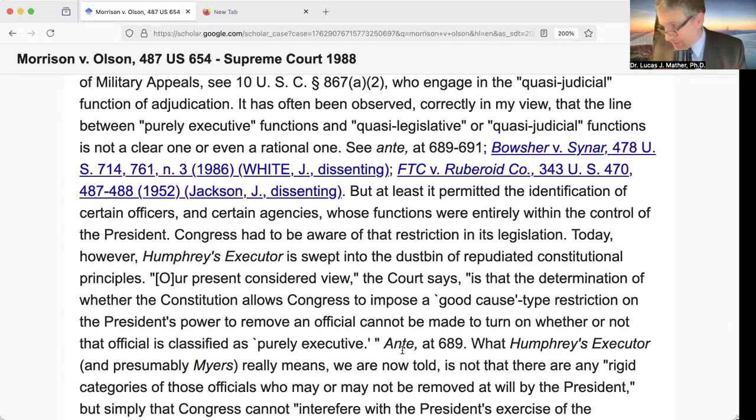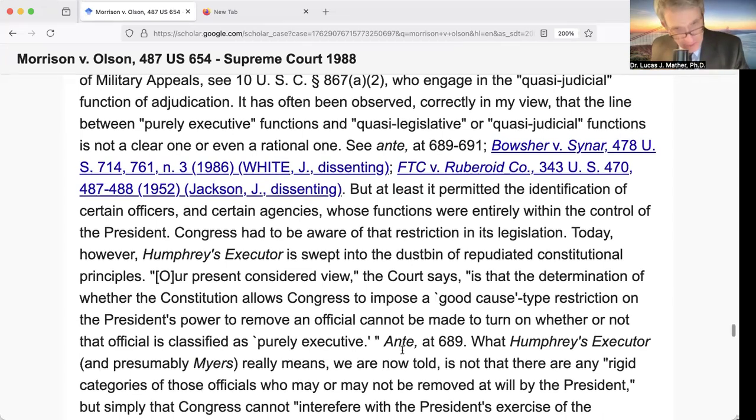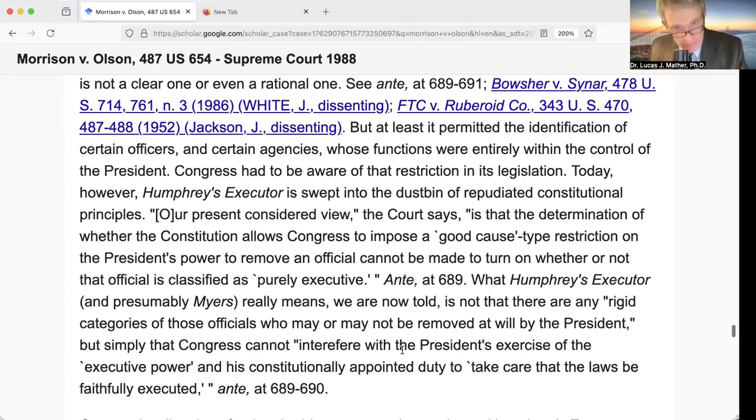But at least it permitted the identification of certain officers and certain agencies whose functions were entirely within the control of the president. Fair point. What are we talking about here? Are you lost? Don't be lost. It's not that hard. It's not that complicated. We're talking about who's in charge of the executive branch. Scalia is saying it's the president.